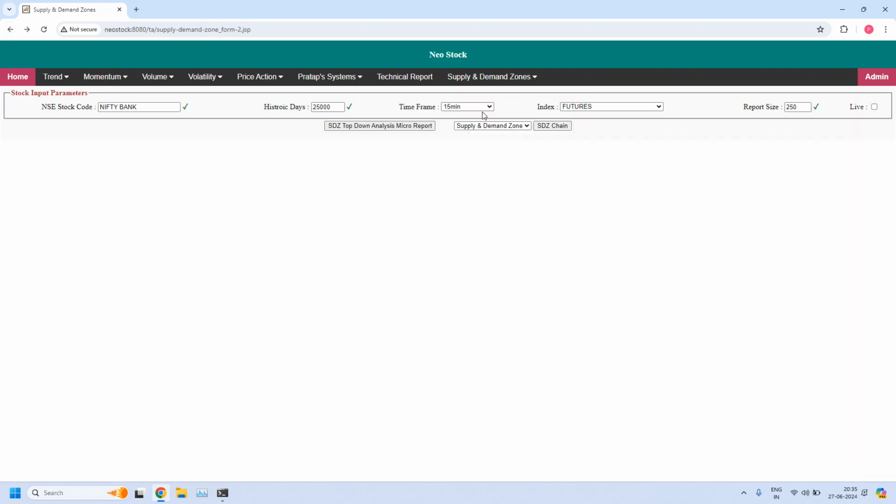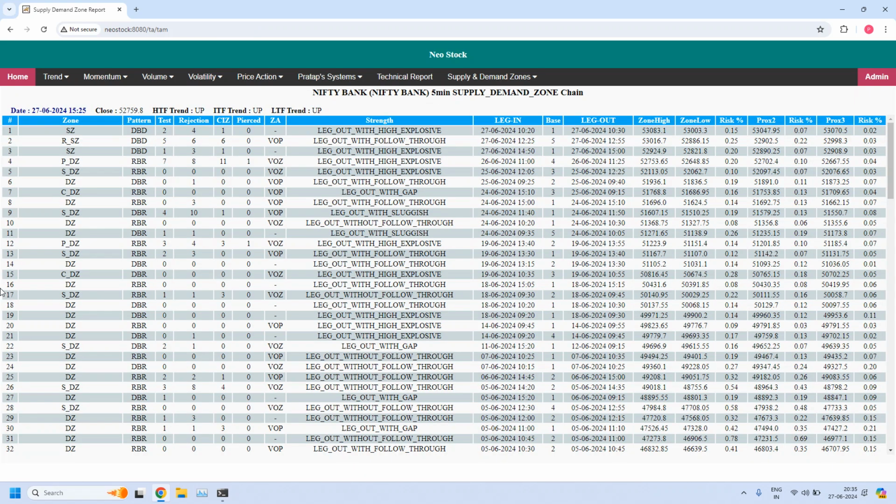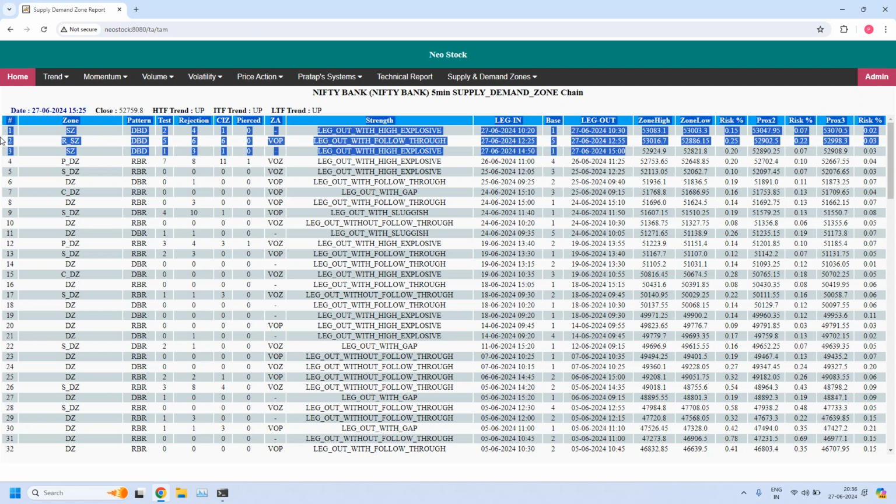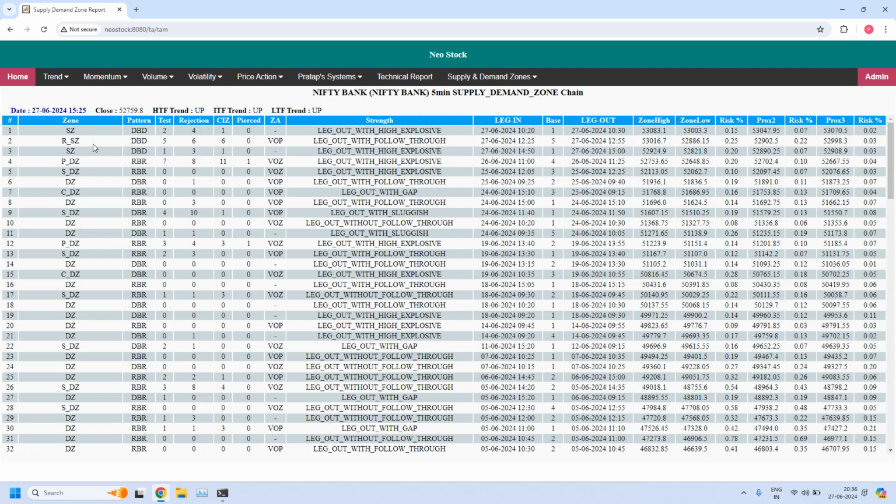Going back and changing the time frame to the last time frame, 5 minutes, generating the 5 minute supply demand zone chain for Bank Nifty. And 3 zones are created today. Out of these 3, we have a high liquidity zone. This is a high liquidity supply zone for Bank Nifty, created today. So this is about the Nifty and Bank Nifty supply demand zone chain.